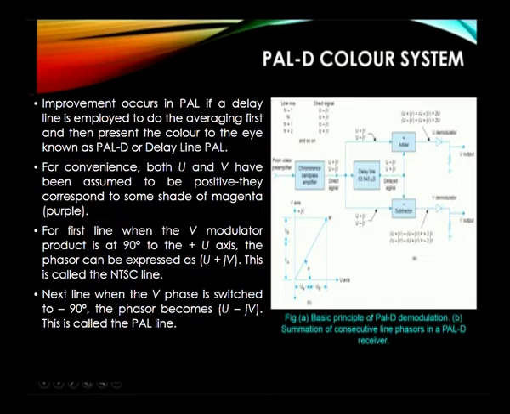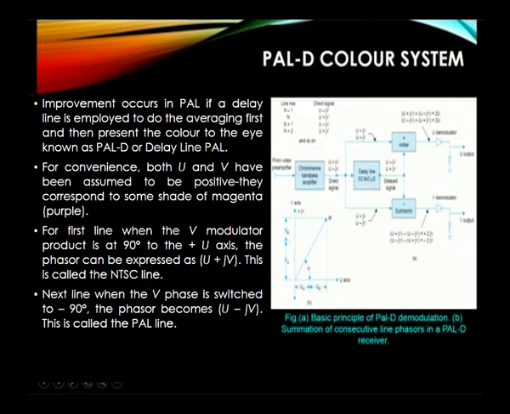Therefore, U and V will be positive here, and we will get some shade of purple or magenta. For the first line, when the U modulator product is at 90 degrees to the plus U axis, U will be in the plus axis, and we get V out of phase by plus 90 degrees. The phasor can be expressed as U plus jV. So, U plus jV will be the resultant.